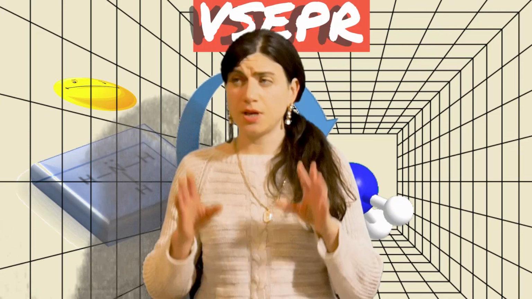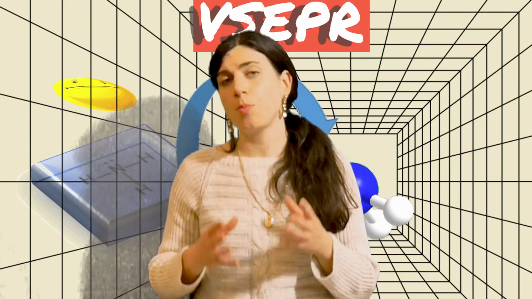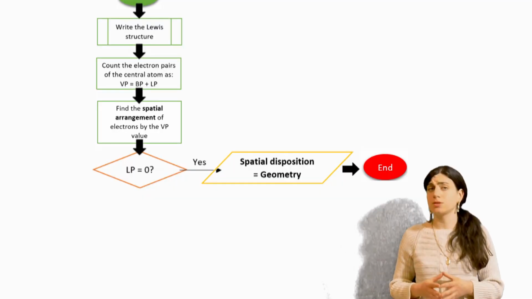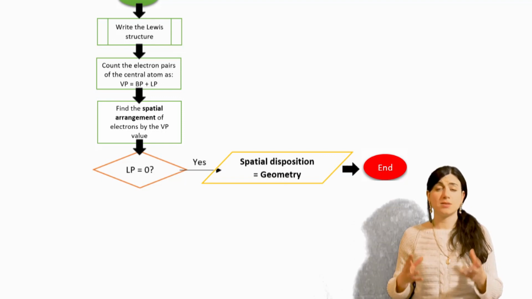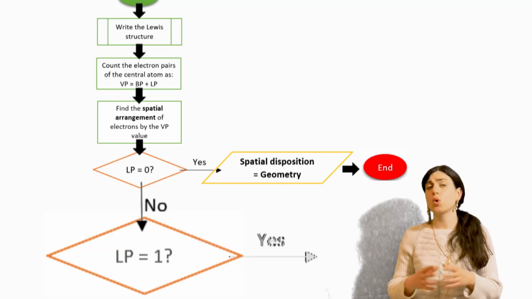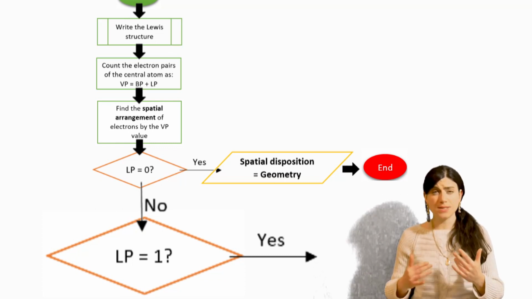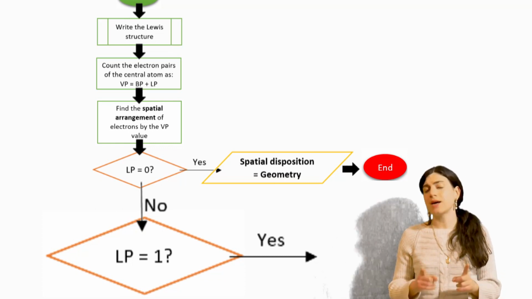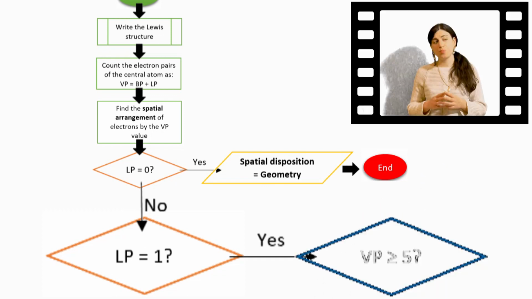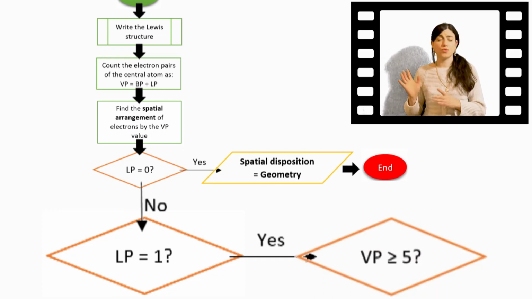What happens if in our molecule the number of lone pairs is not equal to 0, but is greater than 0 and it's equal to 1? In this case, we have to ask ourselves another question. Which is the number VP? Is VP greater or equal to 5, or is it less than 5?